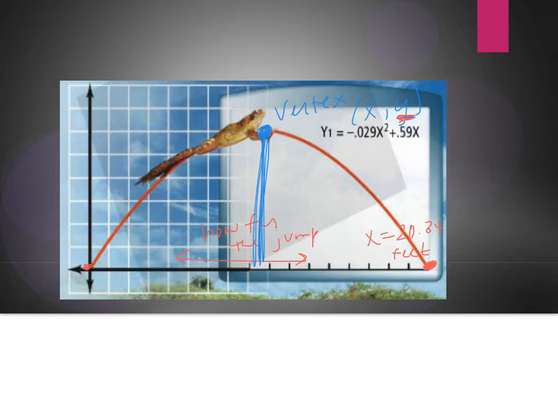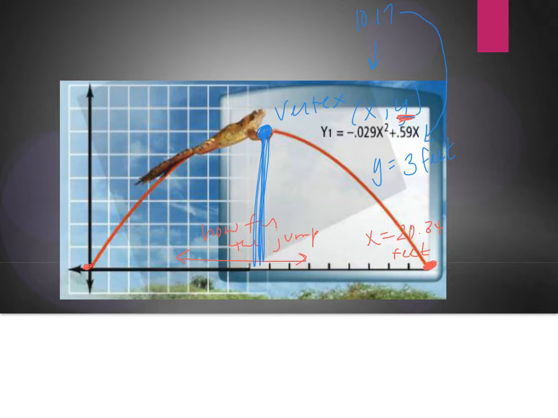And so we would just choose the y value. Or if you think about it theoretically, the midpoint of the 20.34 jump is 10.17. So if we know that the x value is 10.17, then we can substitute 10.17 into the equation. And what we would get as our y value is about 3 feet. So the highest the frog jumped was 3 feet.